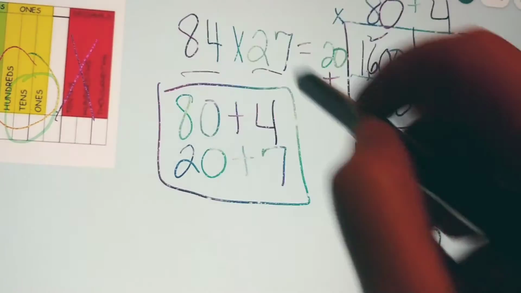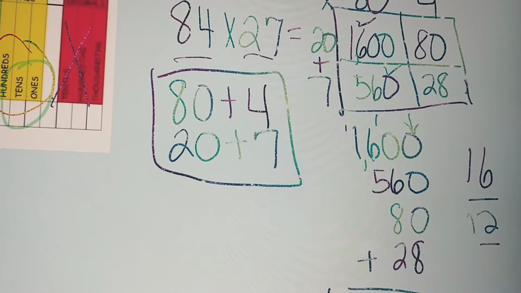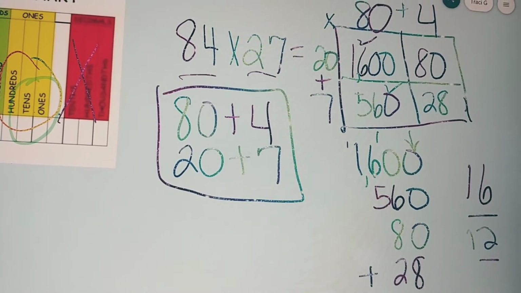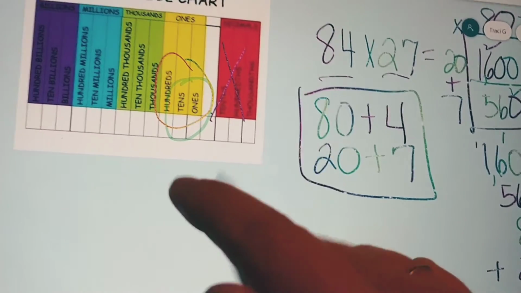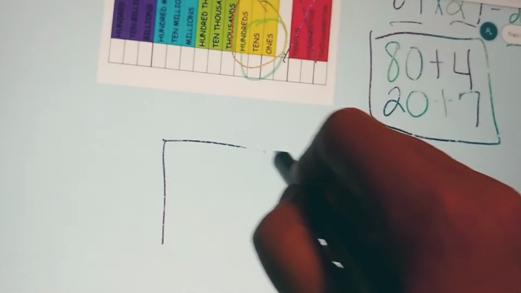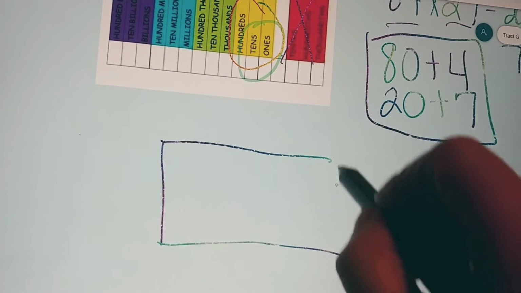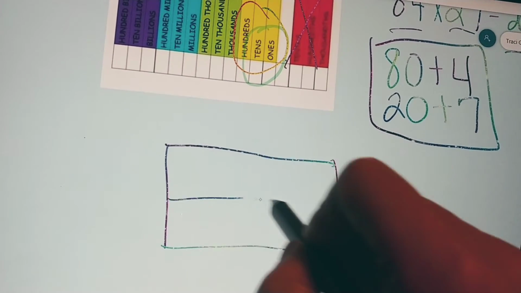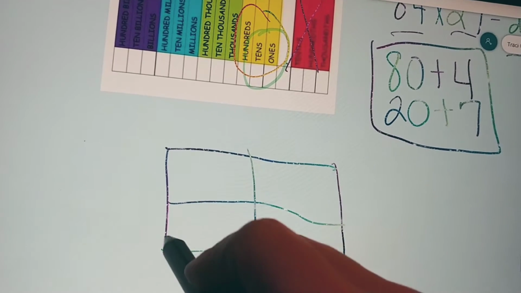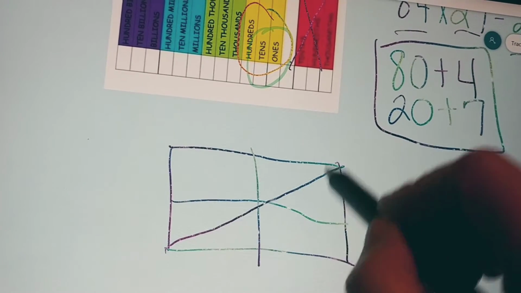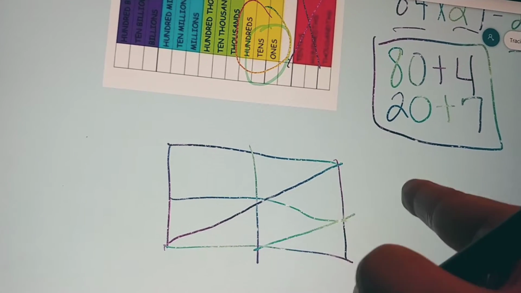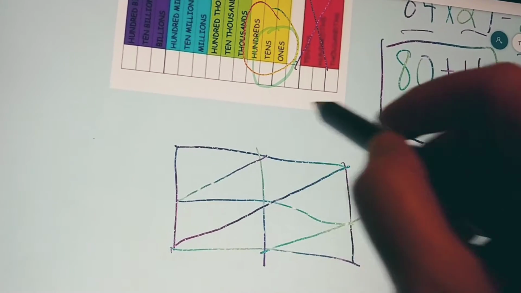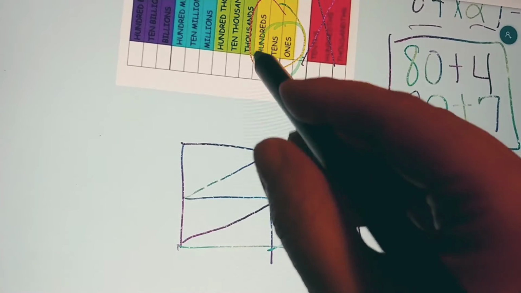So 84 times 27, the product is 2,268. There's another way you can do that, and that is the lattice method. So again, you're going to draw a box and divide it into 4 equal parts. Okay, and each equal part you're going to divide on the diagonal going from the bottom left to the top right. Now, this is where I messed up last time.